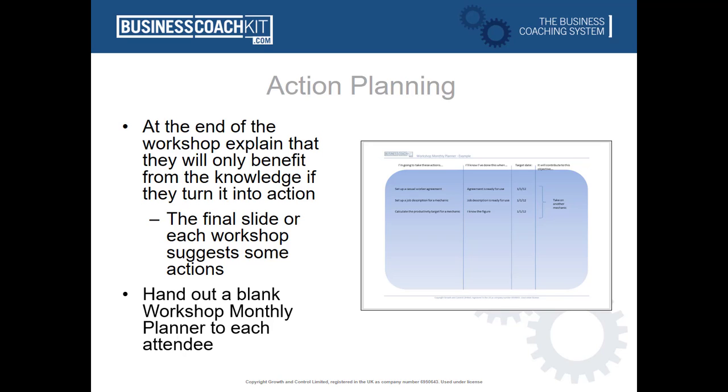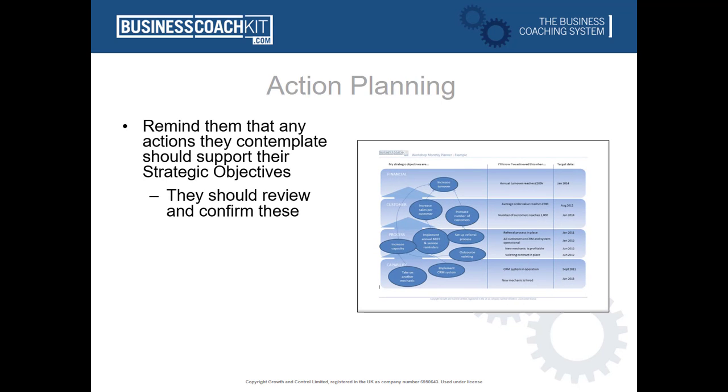In actual fact, the problem will not generally be that they can't think of any actions. The problem will be that they've got too many actions, too many things that they could do as a result of these workshops. And in order to control this, you need to bring them back to their strategic objectives. So they should all have a sheet that looks something like this. It's replaced and updated periodically.